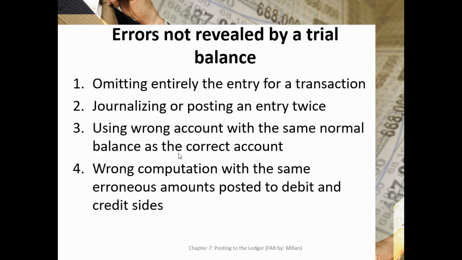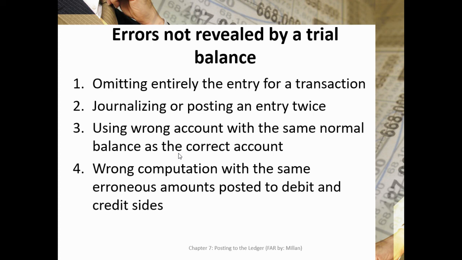Errors not revealed by a trial balance. Ano yung mga hindi nare-reveal? The trial balance cannot reveal errors that do not cause the total debits and total credits to be unequal. Examples: number 1, omitting entirely the entry for a transaction. Number 2 is journalizing or posting an entry twice. Number 3 is using a wrong account with the same normal balance as the correct account. And number 4 is a wrong computation with the same erroneous amounts posted to debit and credit sides.